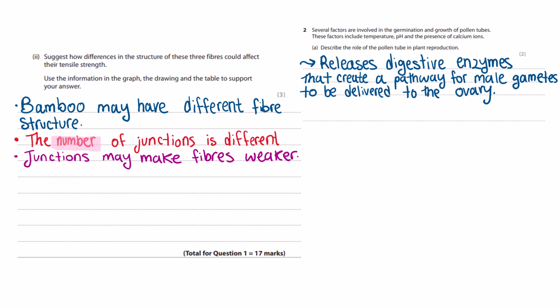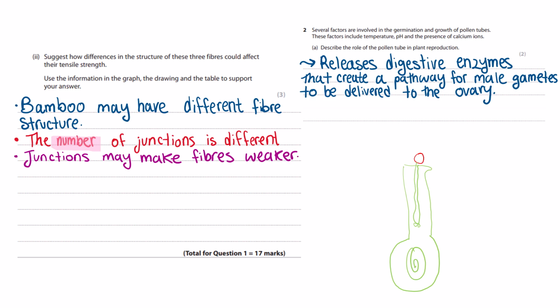Now, question 2. Several factors are involved in the germination and growth of pollen tubes. So remember, a pollen grain is going to land on a stigma, and it's going to grow a tube down the style where it's going to deliver the male gametes. Over here can be our style, and then this is our ovary. Okay, so describe the role of pollen tube in plant reproduction.